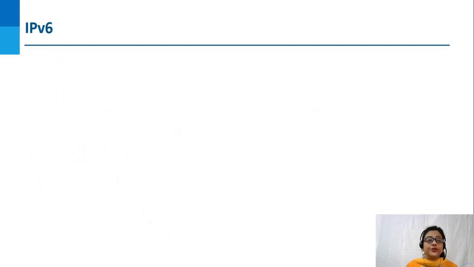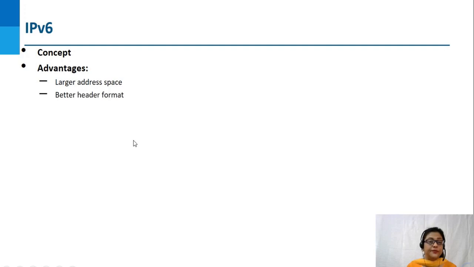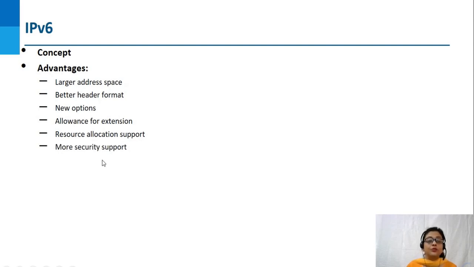Let's now turn our attention to IPv6. IPv6, as we have learned, has several advantages. It has a large address space as compared to IPv4 because the number of bits is 128, so the address space will be 2 to the power 128. It has a better header format. It has a new options field and it has allowance for extension. It has resource allocation support and it has more security support as well.